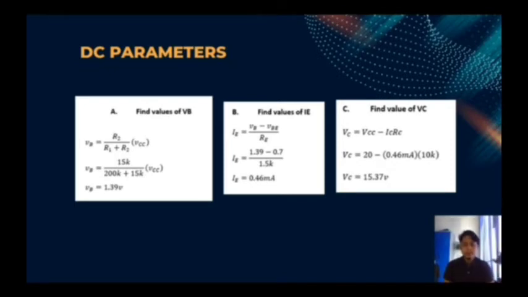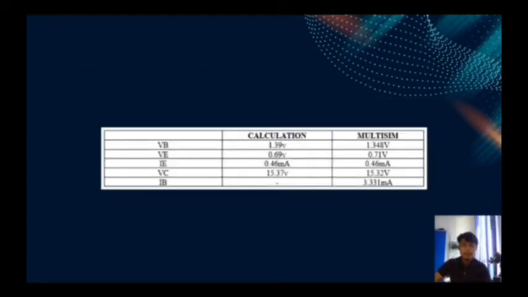Next, we need to find the value of VC. VC is equal to VCC minus IC times RC, which is 20 minus 0.46 milliampere times 10K, and we get 15.37 volts. Next, this is the value comparison between the calculated value and the Multisim measured value. As you can see, the values are not far from each other.